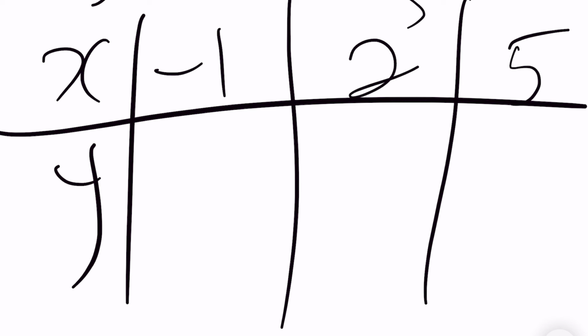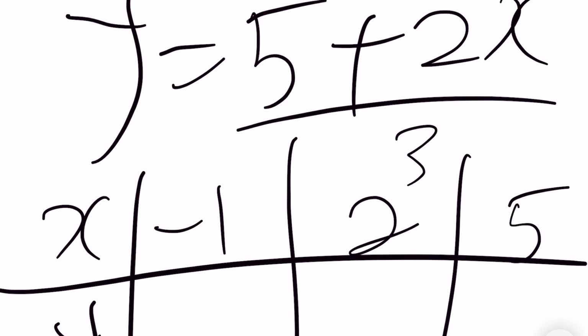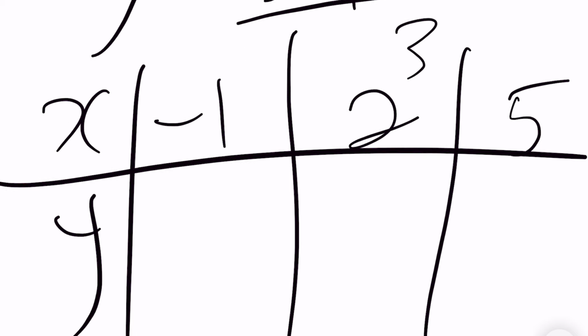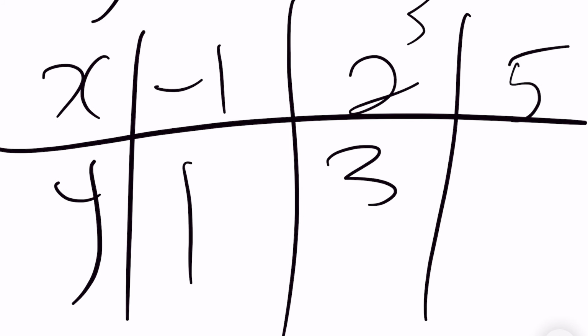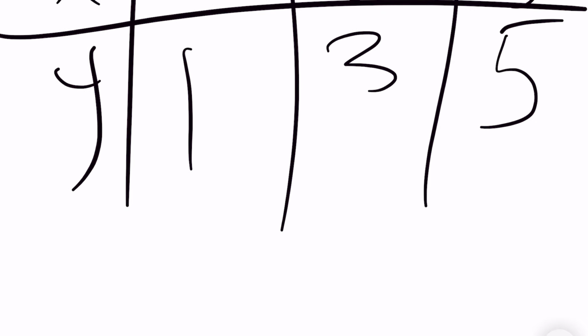Now, if we draw the table of x and y, we just draw for minus 1, 2, and 5 to avoid prolonging our table. But for the next one, we draw from minus 5 to 5. So where x is minus 1, 2 times minus 1 is minus 2. Then that will be 5 minus 2, which is 3. 3 over 3, which is 1. When x is 2, we have it to be 3. And when x is 5, we have it to be 5.